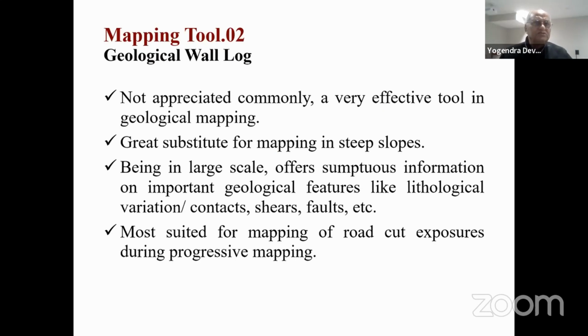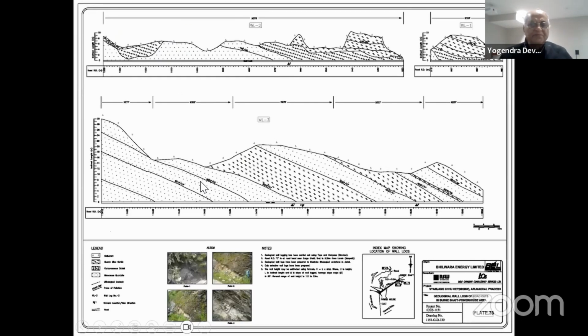The second important thing is the geological wall logs. Mapping is done. Geological wall logs are usually not very much in use, but they are among the most useful tools in geological mapping, and they are most suited for mapping of road cut exposures during progressive mapping. This is a sample of a geological wall log. There are 3 geological logs seen here.